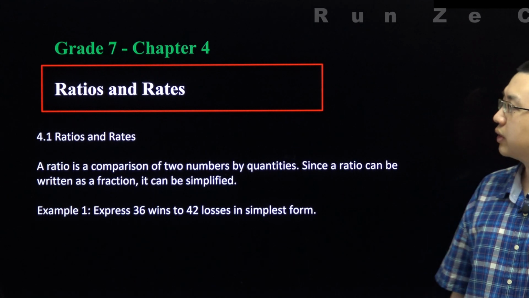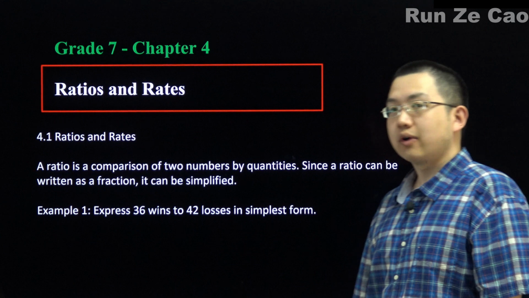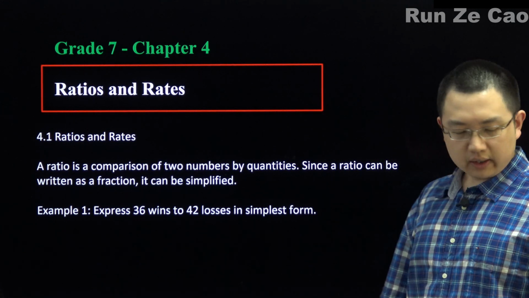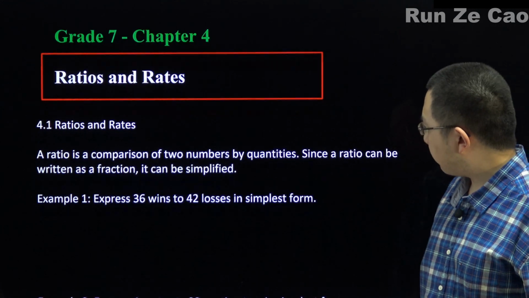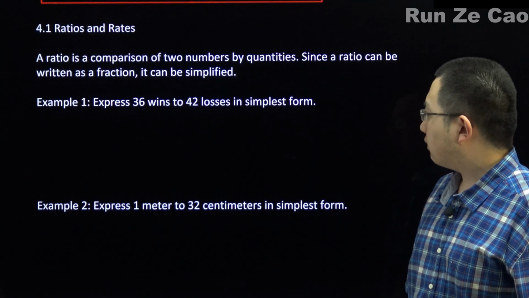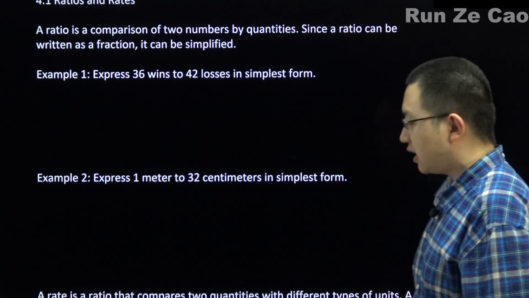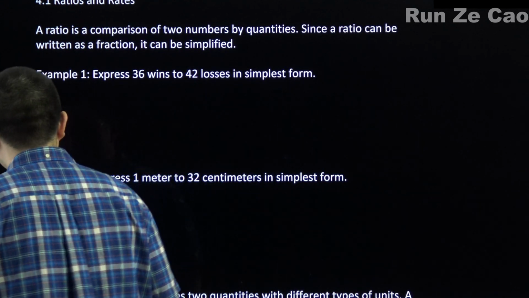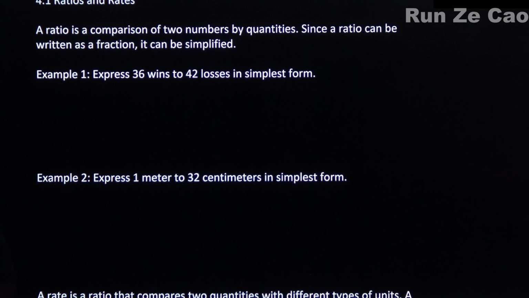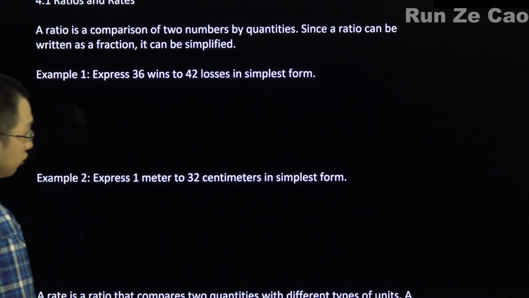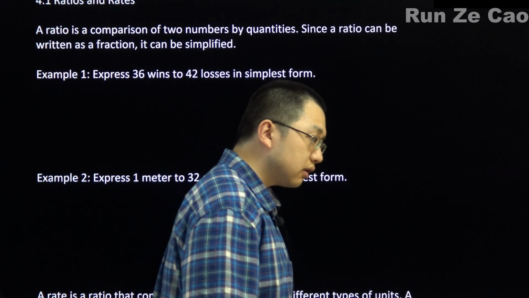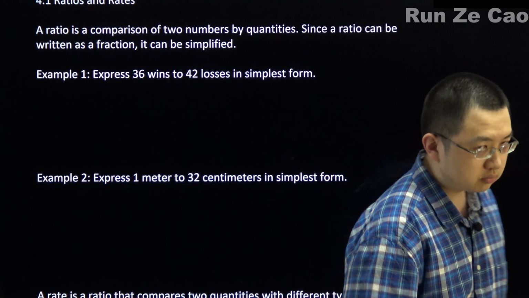In this chapter we get to discuss ratios and rates. A ratio is a comparison of two numbers by quantities. A ratio can be written as a fraction, so it can be simplified. For example, a ratio of 1 to 2 is 1/2. A ratio of 2 to 4 is 2/4, so 1/2.